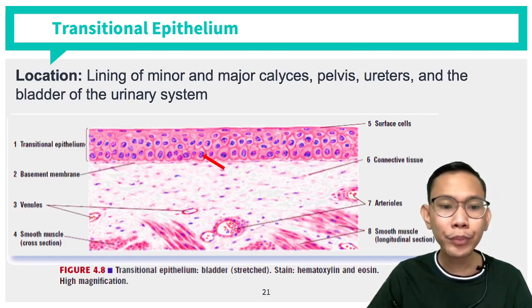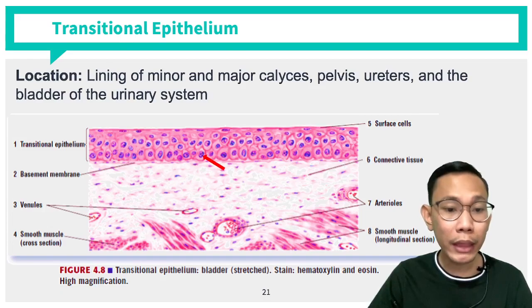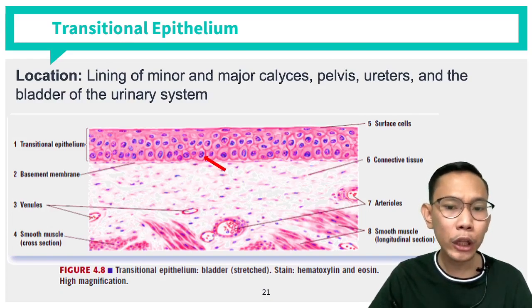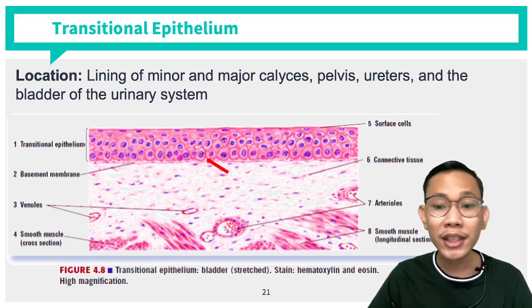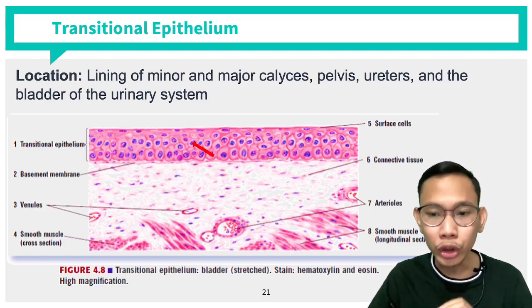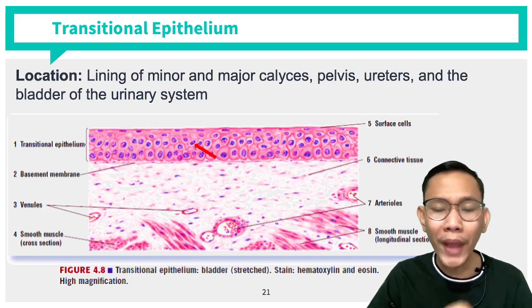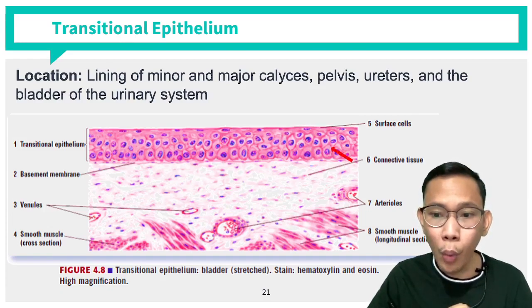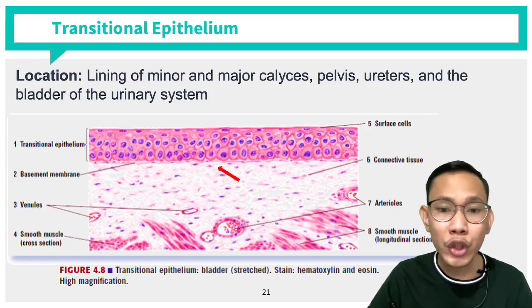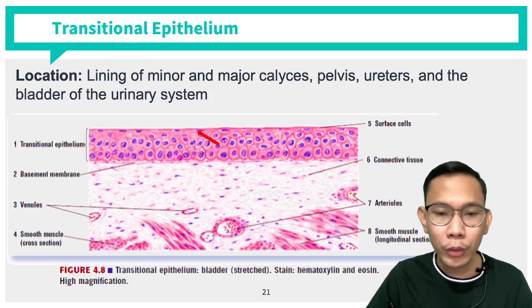Because remember, this is a type of your epithelium that changes shape and can resemble either stratified squamous or stratified cuboidal epithelium depending on whether it is stretched or contracted. So again, remember, when the transitional epithelium is contracted, the surface cells appear to be dome shaped. So again, when it is contracted, for example, this type of transitional epithelium is actually stretched.